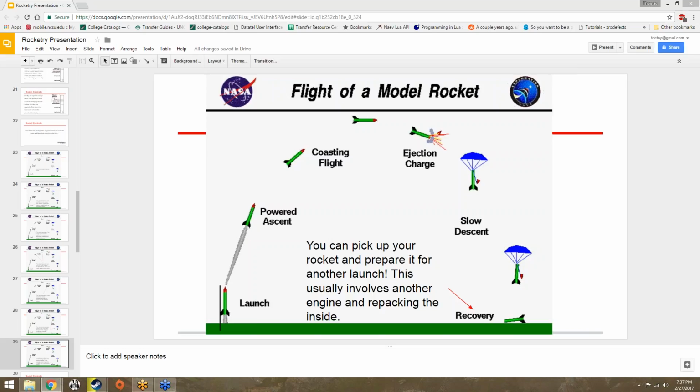So now hopefully you can get an idea of how all of these things work together in order to create a rocket launch from start to finish. Start being sitting on the launch pad and finish being recovery.